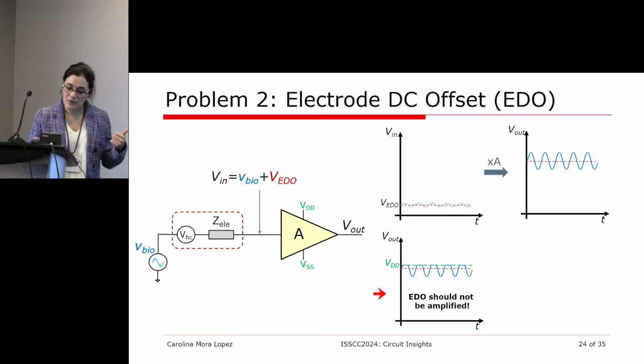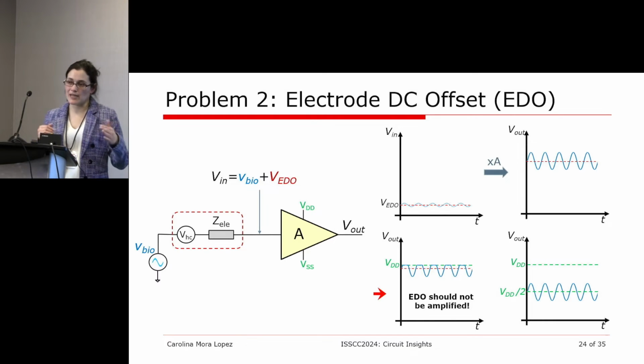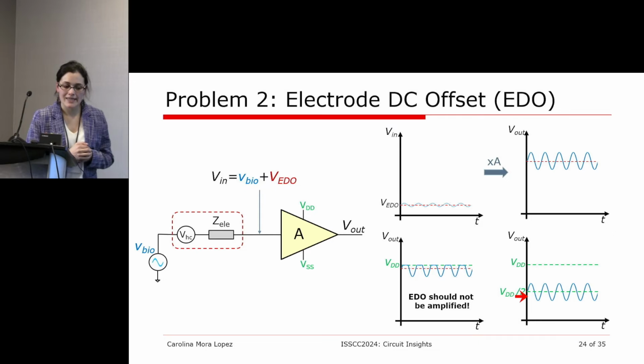So ideally, what you would like to have is more of a scenario like this. You want to make sure that you only amplify the analog signal and that this is fluctuating around a predefined voltage that is normally your mid-supply. You want to have it at mid-supply because then you have swing above and below equally so that you don't saturate your signal in any of the directions and you can apply the maximum gain. So this is the best case scenario, but this implies that you need to get rid of your electrode DC offset before or during your amplification.